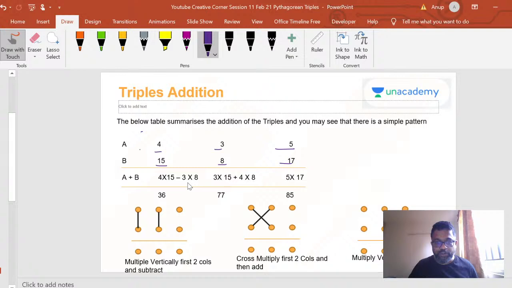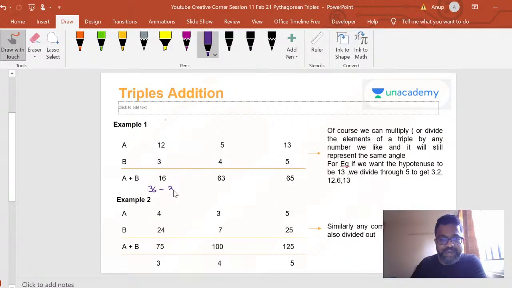Okay, so when I do this, 12 and 3, 36, and you can apply the sutra and then you're going to get the same answer. So effectively it is 12 into 3, 36, minus 5 into 4, 20, which is 16, right? And this one is an addition, right? 5 into 3, 15, plus 12 into 4, 48. And this is simple multiplication, which is 65, 13 into 5.